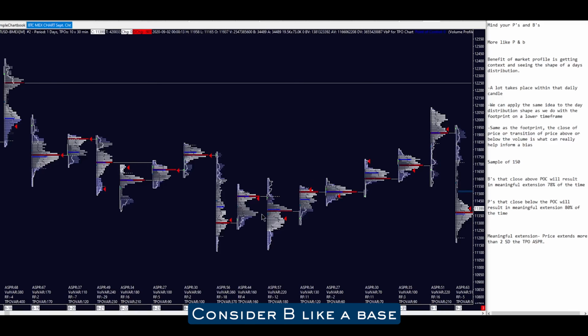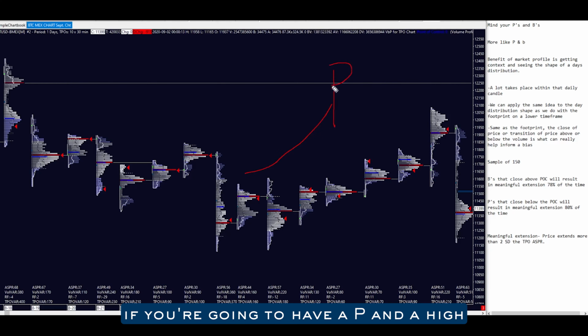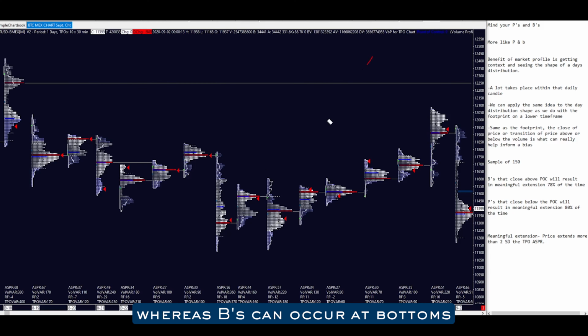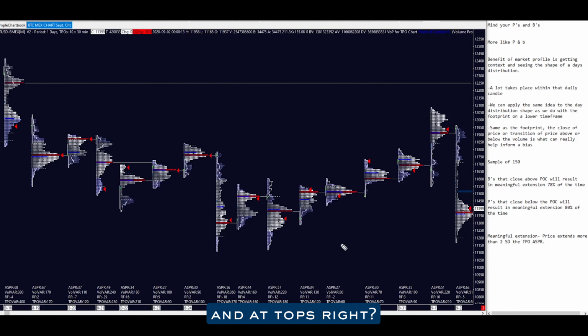So Bs are mostly going to be bases though. Consider B like a base as a bottom for a move up. Ps are mostly going to be tops, okay? Ps more often than not are not going to be bases for moves upwards. Now with Ps, it's very important, if you continue to move up, right? If you're going to have a P at a high, that you maintain that volume. And it's just the concept of constantly retaking where most of the activity came in. So if you see a P, you have to be a lot more mindful of a downside move, whereas Bs can occur at bottoms and at tops, right?